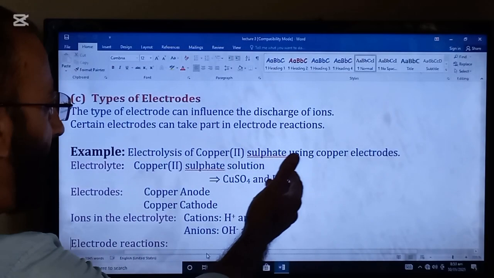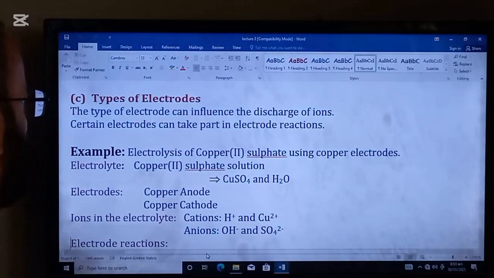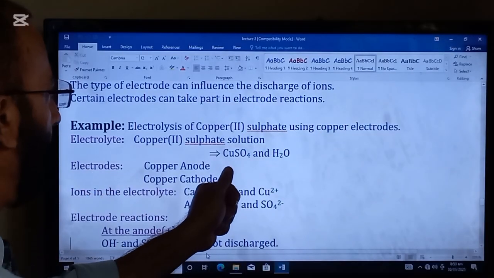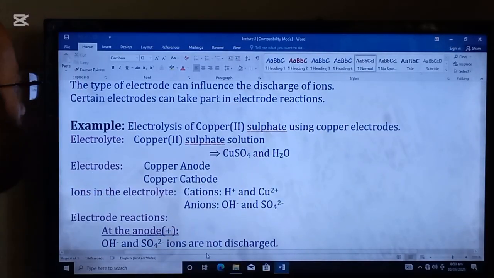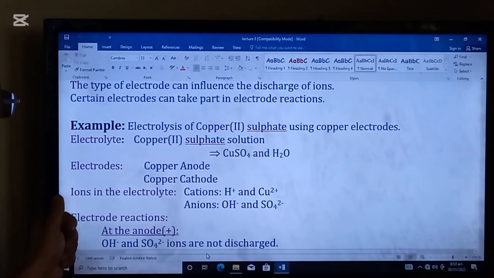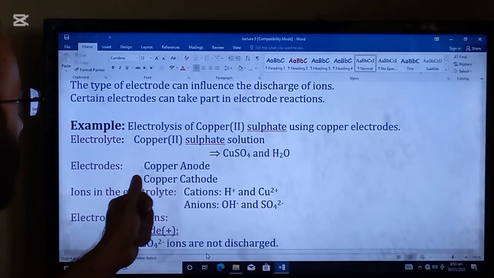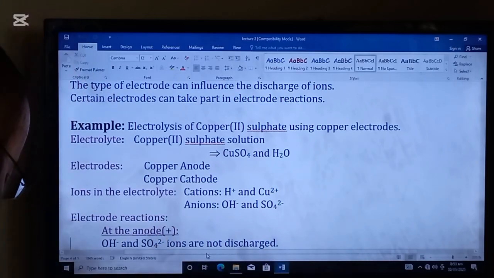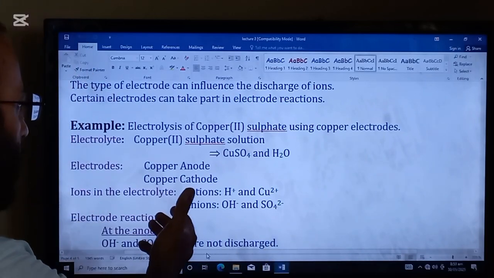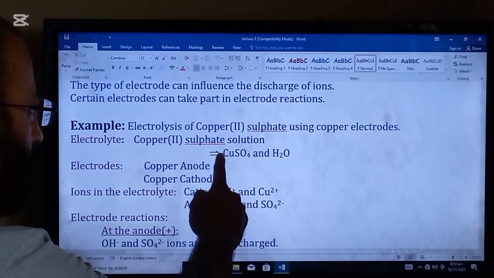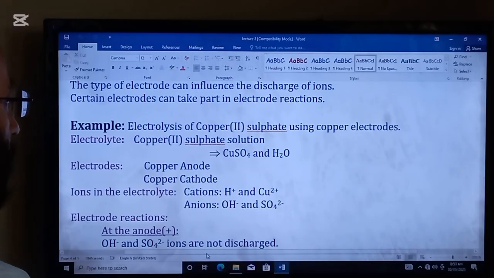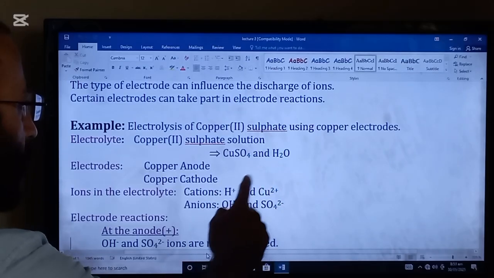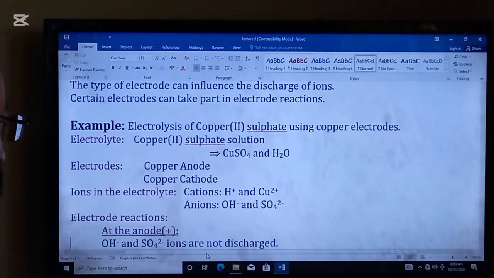Electrolysis of copper sulfate using copper electrodes. The electrolytes present in the example are copper sulfate and water. Electrodes are copper anode and copper cathode, because this is given in the example. Cations in the electrolyte are H+ and Cu2+, and anions present in the electrolyte are OH- and SO4 2-.